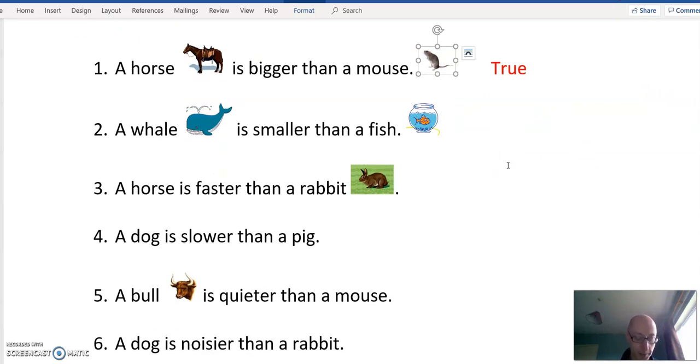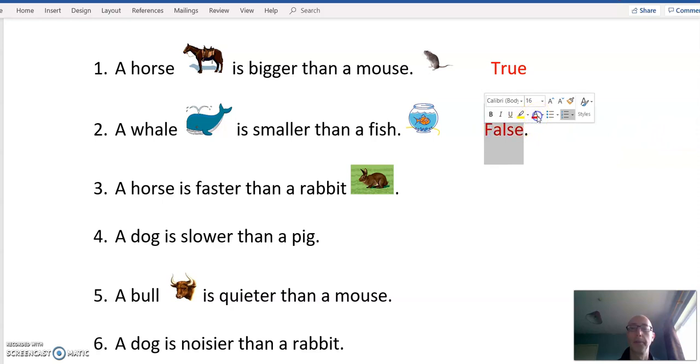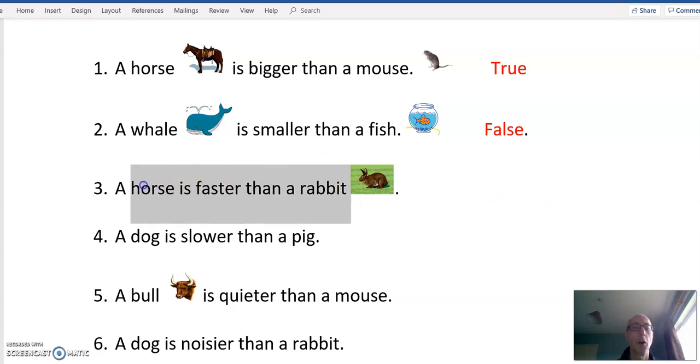Let's look at number 2. A whale is smaller than a fish. A whale is smaller than a fish? No, of course not. That's false. Let's do number 3. A horse is faster than a rabbit. So we have a horse and a rabbit, which is faster. A horse is faster than a rabbit? That's true, isn't it?